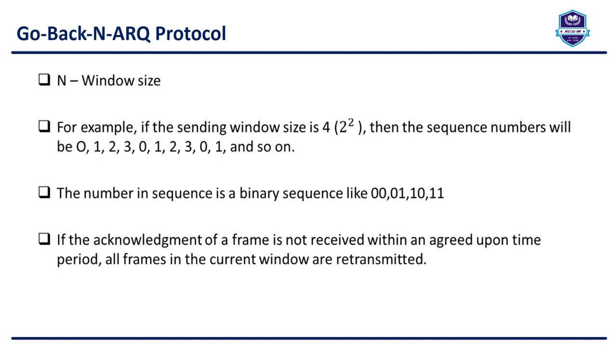If the window size is 4, then the sequence numbers will be 0, 1, 2, 3, and 0, 1, 2, 3, and 0, 1, like that. The sequence numbers are in binary, like 0 is written as 00, 1 is written as 01, and likewise 2 and 3 are written as 10 and 11. Then if the acknowledgement of a frame is not received within an agreed upon time, all the frames in the current window are retransmitted.